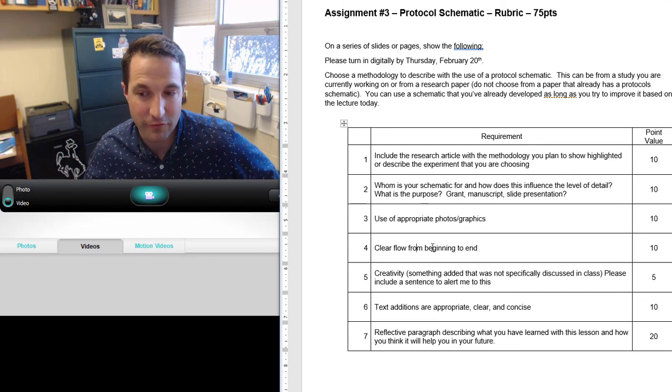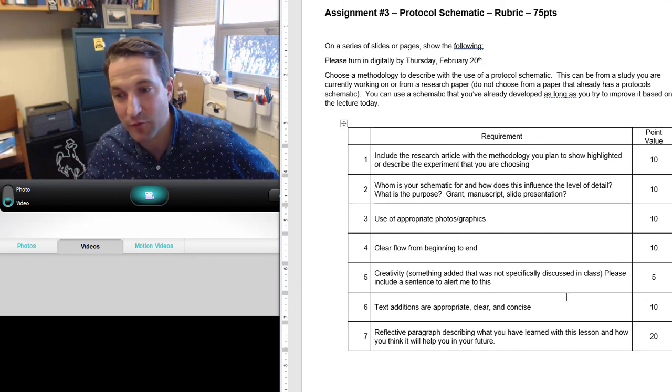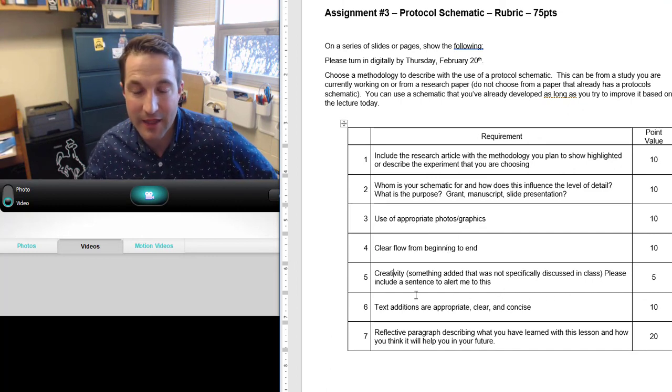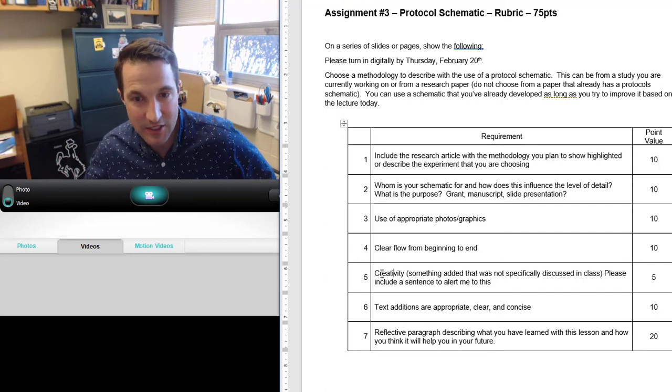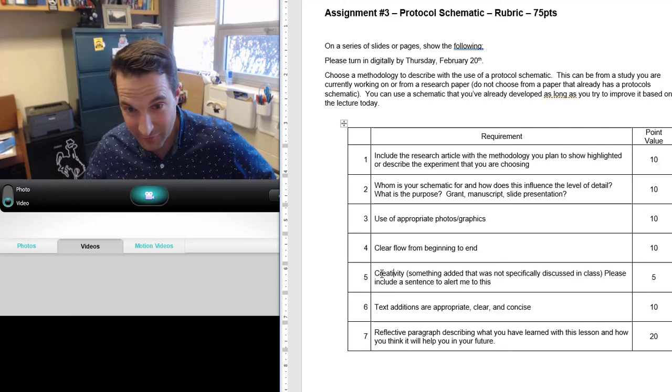Is there a clear flow from the beginning to the end? Do I see where we're starting and where we're ending? Then I want you to be creative. I've gone over some very basics of protocol schematic design in this lecture today. I want you to use your own creativity, and I know you're thinking, I went into science because I'm not a creative person, but I want you to dig deep. Ask your friend, ask your grandma, hey grandma, how can I make this look a lot cooler? Hopefully they'll give you an idea of adding in something.